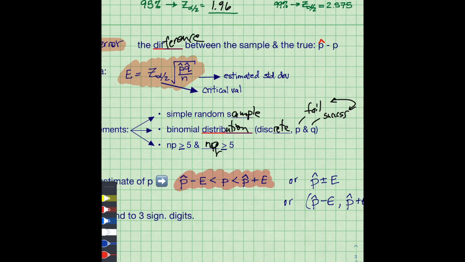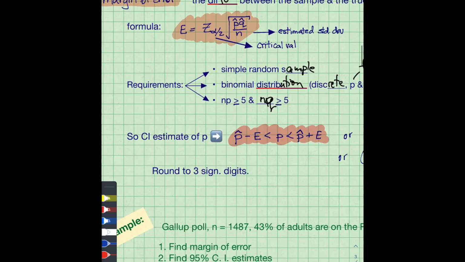Number 3, you should check n times P and n times Q. Is that greater than or equal to 5? If so, proceed. If not, do not go past go. Do not collect 200. Again, this is for calculating the error.